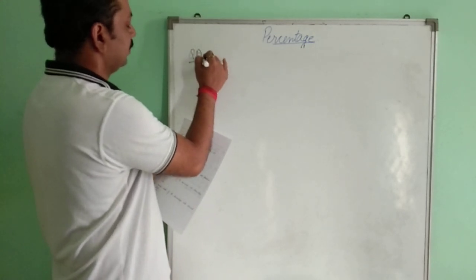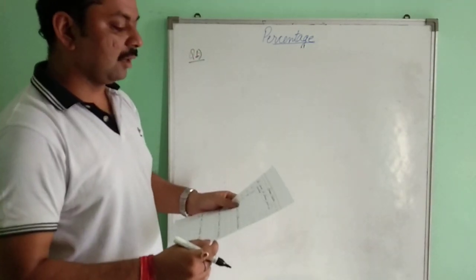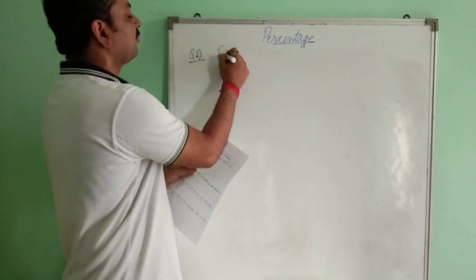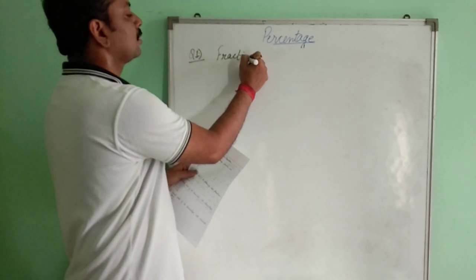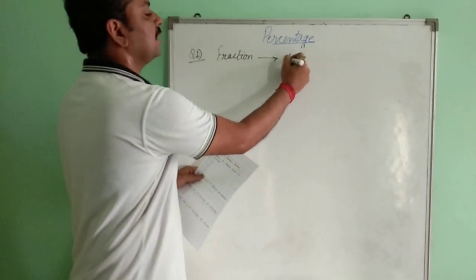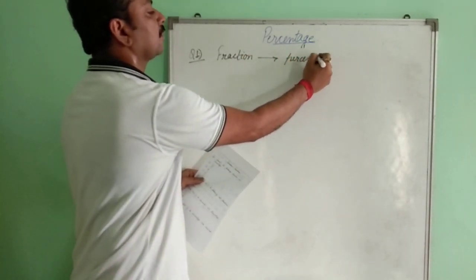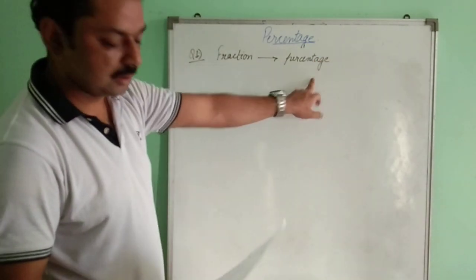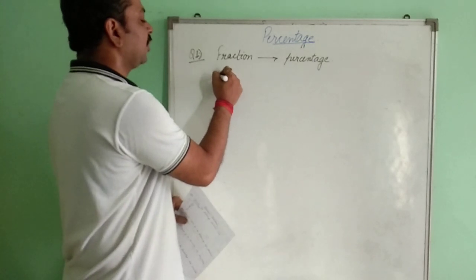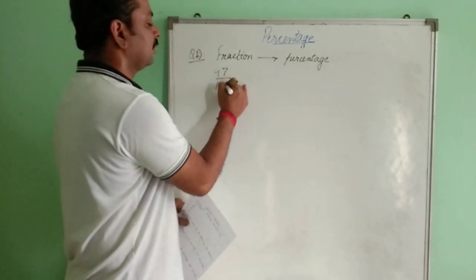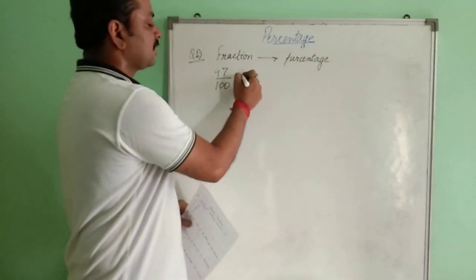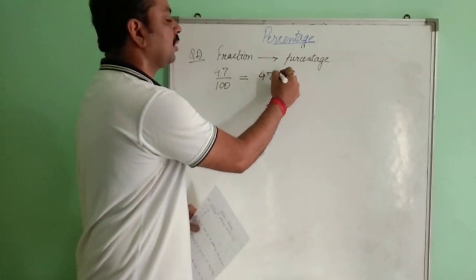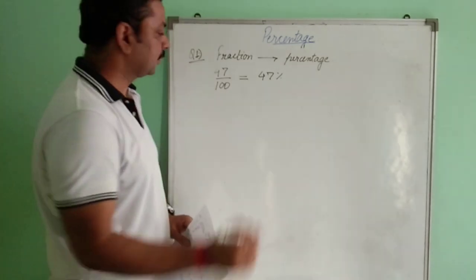Question number 1. Convert the following fractions into percentage. Clear? We need to convert fraction into percentage. For example, if you have 47 upon 100, this is your fraction, you need to convert it into percentage. That will be 47%. Clear?